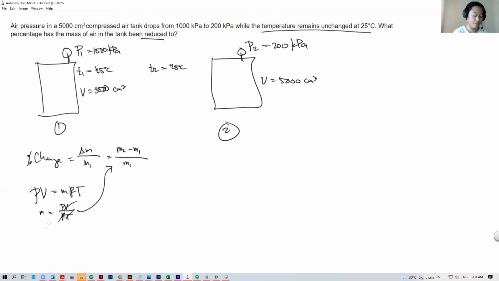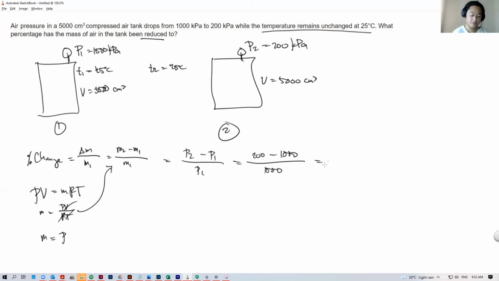So what we're left with is basically that the mass is directly proportional to the pressure in this scenario. Since we already have the pressures in our problem, we just directly input our pressure, and the unit will cancel out. So basically 200, that's our P2. So this is going to be P2 minus P1 all over P1, and that's going to be 200 minus 1,000 all over 1,000.